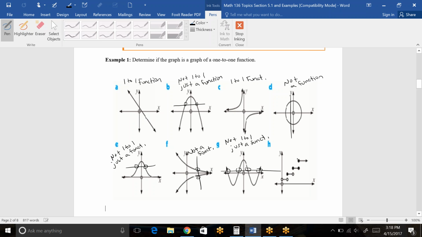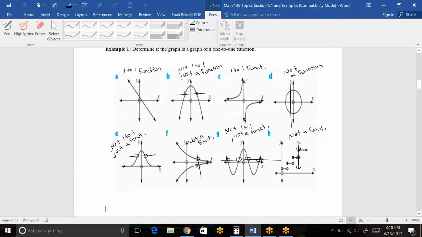And this one fails the vertical line test, actually. You have two closed endpoints in the same vertical line. So this one's not even a function. If that had been open on one of these, we would have been okay for the function part, but it would fail the horizontal line test because all of these little sections have multiple points on the same horizontal line.